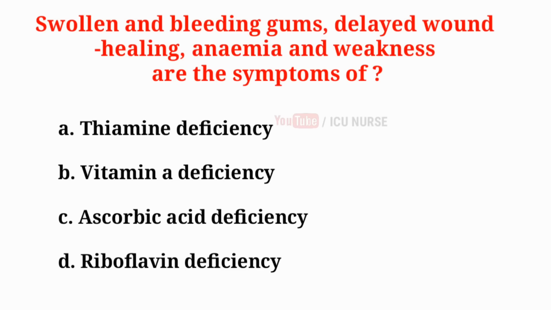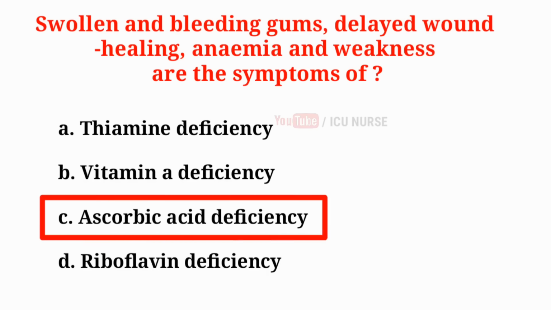Swollen and bleeding gums, delayed wound healing, anemia and weakness are the symptoms of: A. Thiamine deficiency, B. Vitamin A deficiency, C. Ascorbic acid deficiency, D. Riboflavin deficiency. And the correct answer is C. Ascorbic acid deficiency.